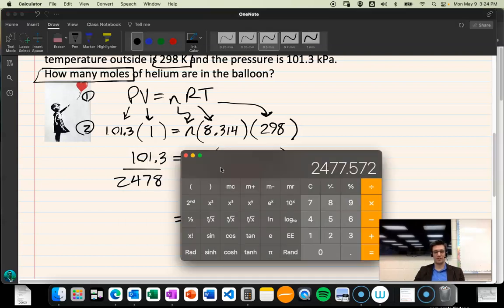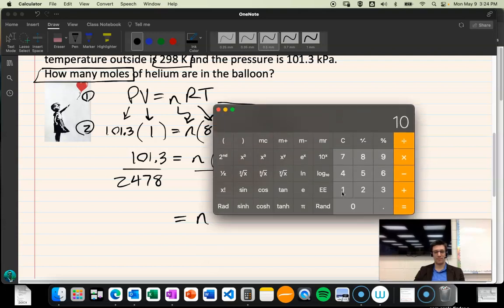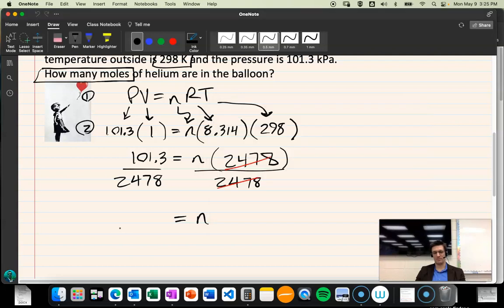So I grab my calculator and I punch up that last bit. 101.3 divided by 2,478 equals 0.04087. That's a lot of numbers. Again, I'm just going to keep 4 digits, so 0.0409. I'm rounding up right there. 0.0409. And n is the number of moles, so my units here are moles of helium.